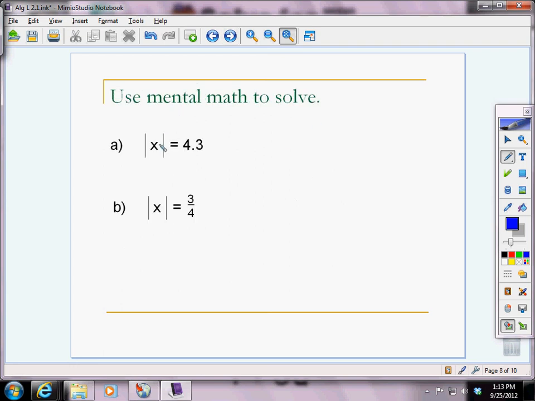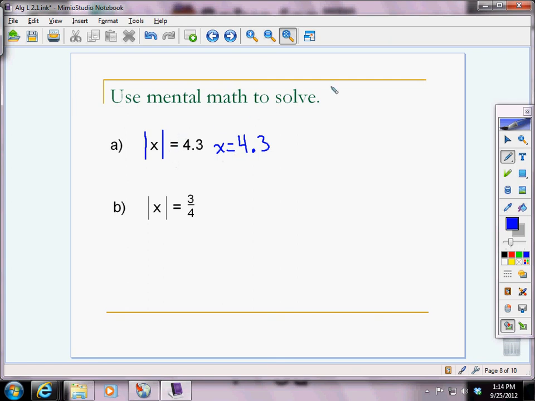Using mental math to solve these problems. These are kind of important because we really have to understand what absolute value means. If you look at this, what this is asking is, the absolute value of what number equals 4.3? Well, we know absolute value means how far away from 0 a number is. So one answer that should immediately come to mind is just 4.3. If we took the absolute value of 4.3, it would equal 4.3. But is there another answer?